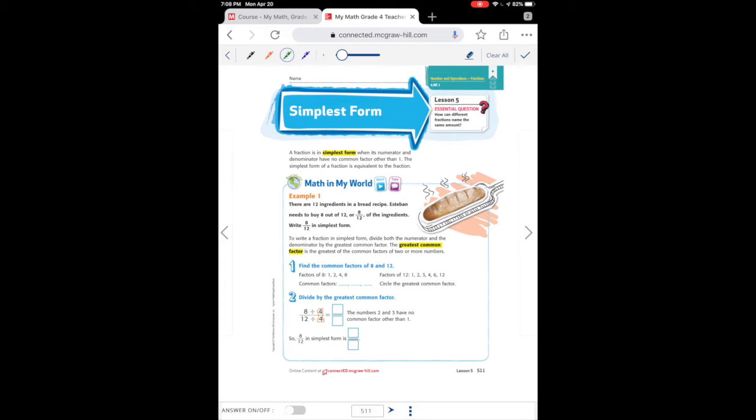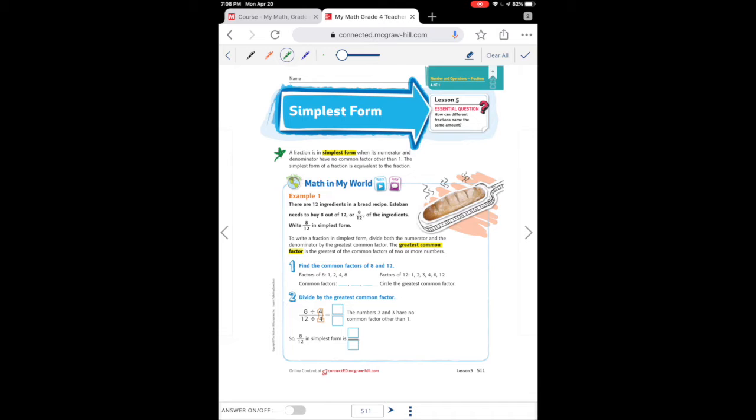Today we are working on finding fractions in their simplest form. Read here with me. A fraction in its simplest form is when its numerator and denominator have no common factor other than 1. The simplest form of a fraction is equivalent to the fraction.